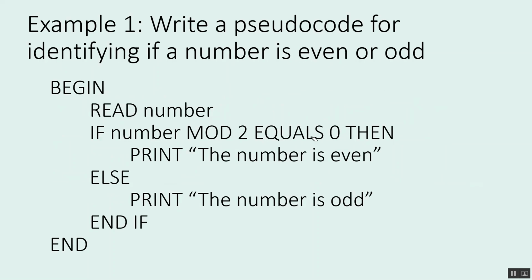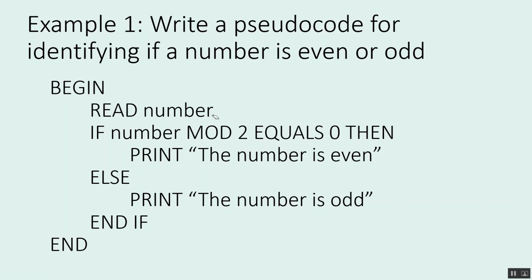Okay? So for example, it says here in example 1, write a pseudocode for identifying if a number is even or odd. So we will try to create a pseudocode for this. Actually, we already have the answer. As you can see here, we have begin and end still. And then we have here the read number. If we are going to read a number, meaning this number here is a user input. The user will decide what number will be entered.